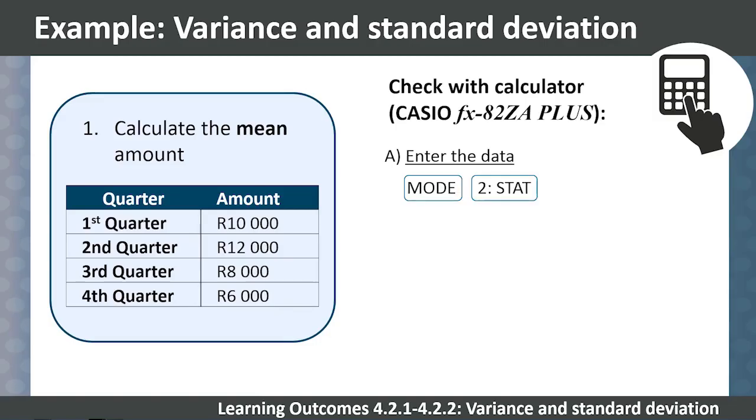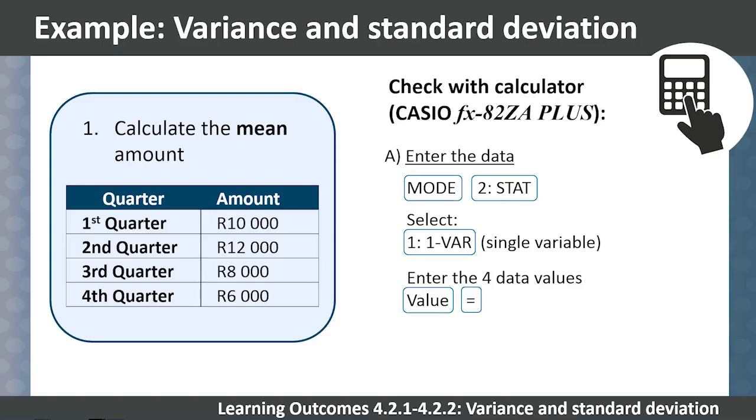We press Mode and then Stat to select Statistics mode. We select option 1, 1-VAR. We enter the 4 data values each time, followed by the equals key. When we have finished entering all data, we press the AC button.